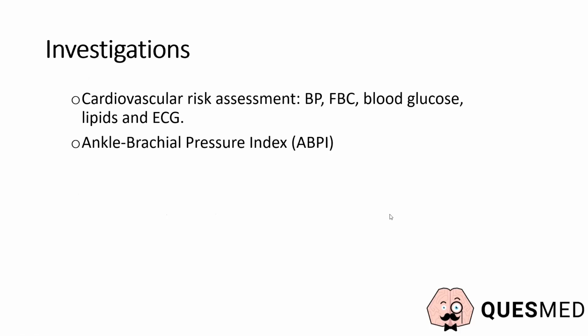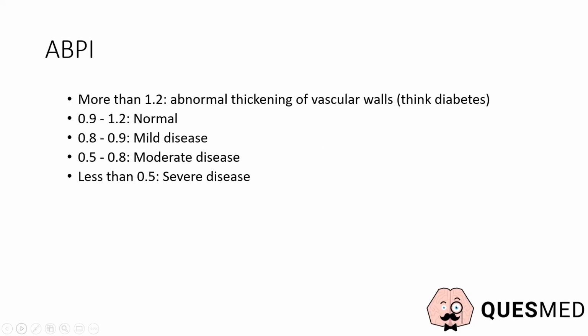So you want to do a baseline cardiovascular risk assessment. You want to get a blood pressure, full blood count, blood glucose, lipids, and ECG. You also want to take a really good history and clarify if they're a smoker, how often they exercise, and what their diet's like. And your basic investigation is your ABPI. So ABPI cutoffs are discussed in the next slide.